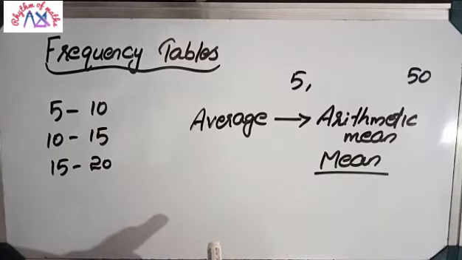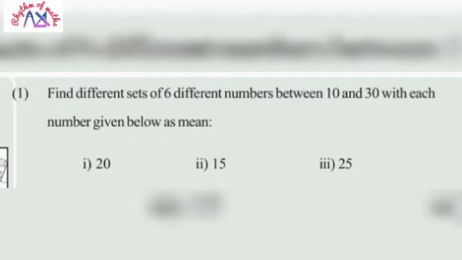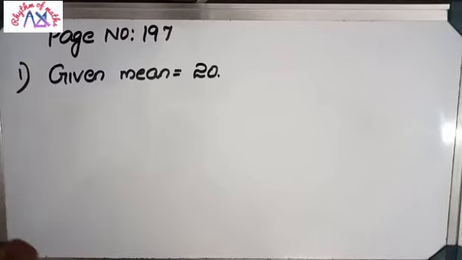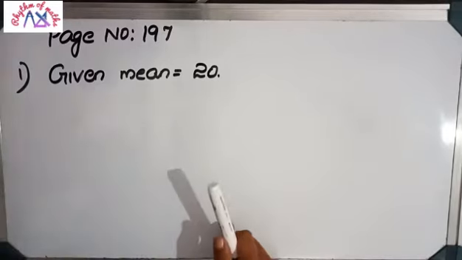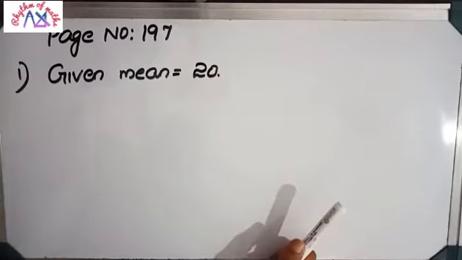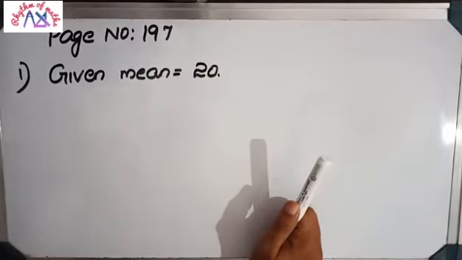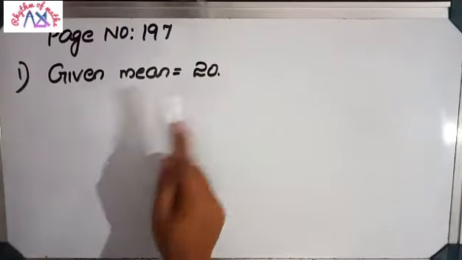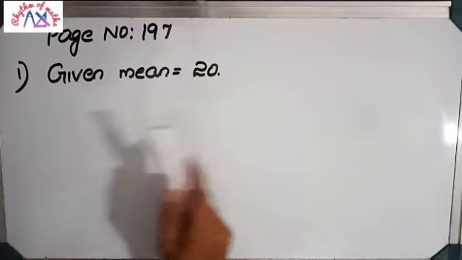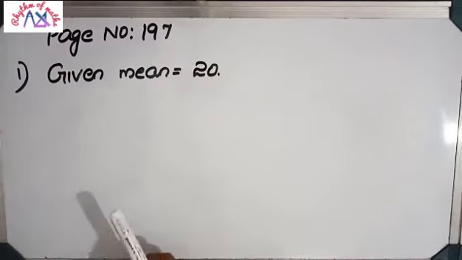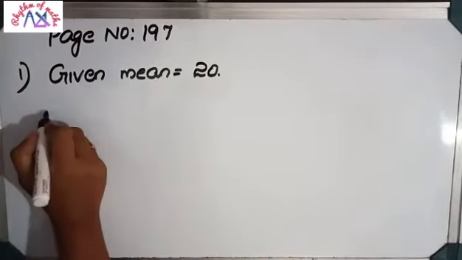Here is your first question. Find different sets of 6 different numbers between 10 and 30 with each number given below as mean. First sub question, mean is 20; second sub question, mean is 15; third sub question, mean is 25. Here in the first question, the arithmetic mean is given as 20. The question is, write two sets of different numbers with 20 as the mean, and that set of numbers must be in between 10 and 30.